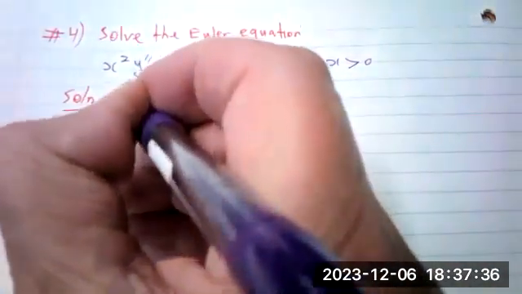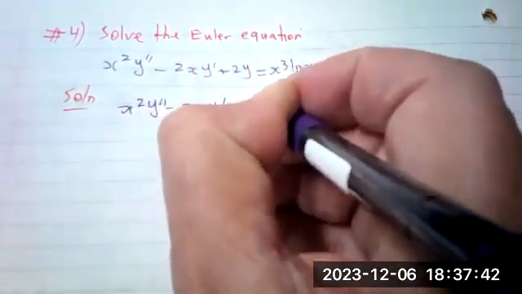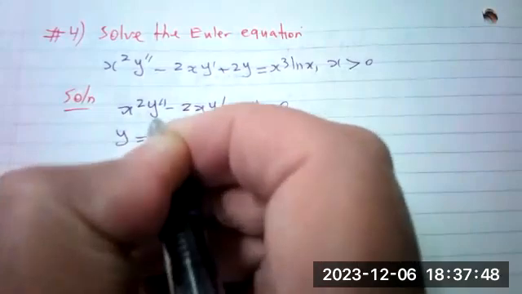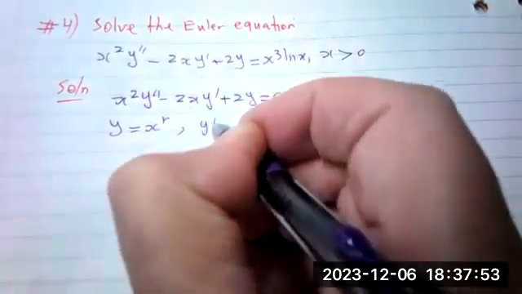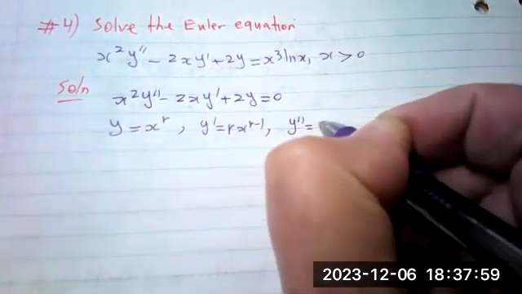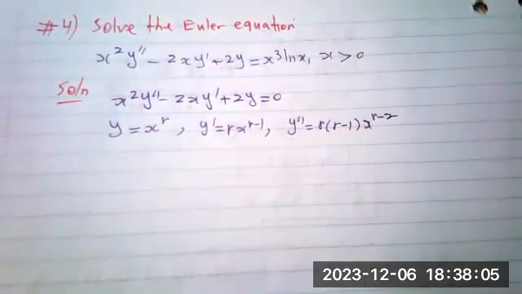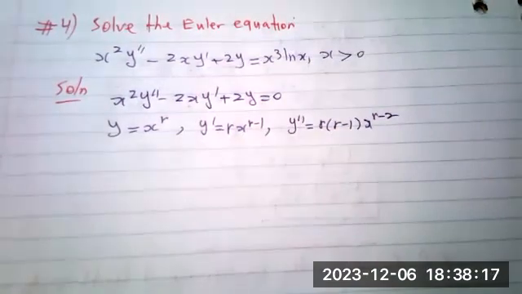So the homogeneous one would be x squared y double prime minus 2xy prime plus 2y equal to 0. The suggestion for the solution is x to the r. You are going to find the r so that this would be a solution. So we need the y prime, which is r x to the r minus 1. And we need y double prime, which is r times r minus 1, x to the r minus 2. We take these, substitute here. Okay, all the x's would disappear. You get an equation in terms of r. You solve for r, and then you come back and you get your solutions.